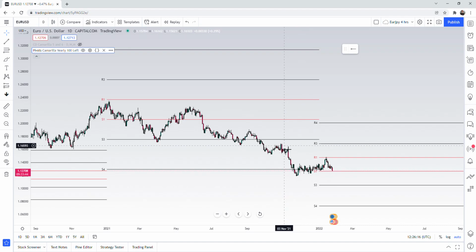So I add yearly and monthly together, and then I also add moving averages, and then I know how to trade, you know. So that's one of the strategies that I use.